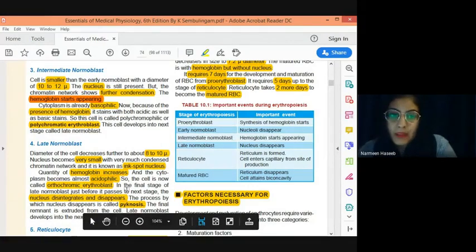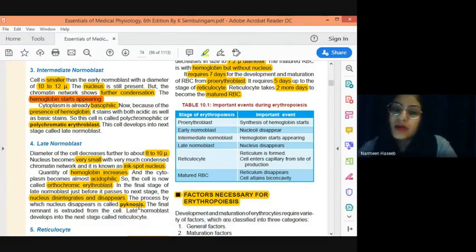All right. In the late normoblast, another important thing happens, which is the nucleus disintegration and disappearance. This process is known as pycnosis. So, if I'm going to ask you, pycnosis occurs in the late normoblast.